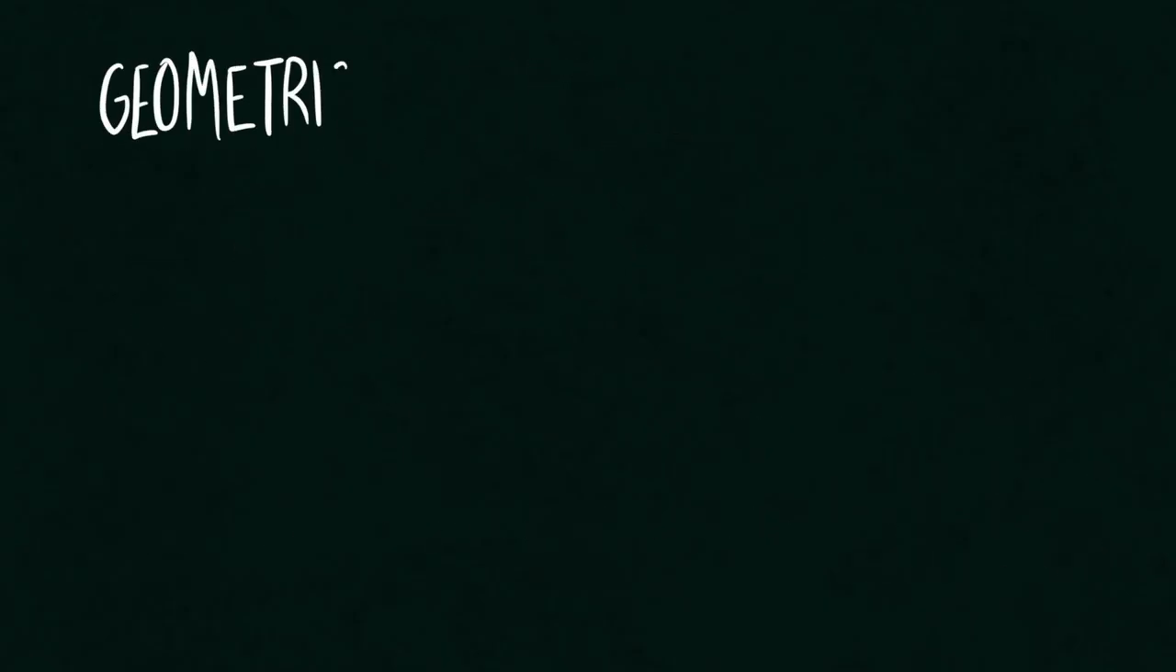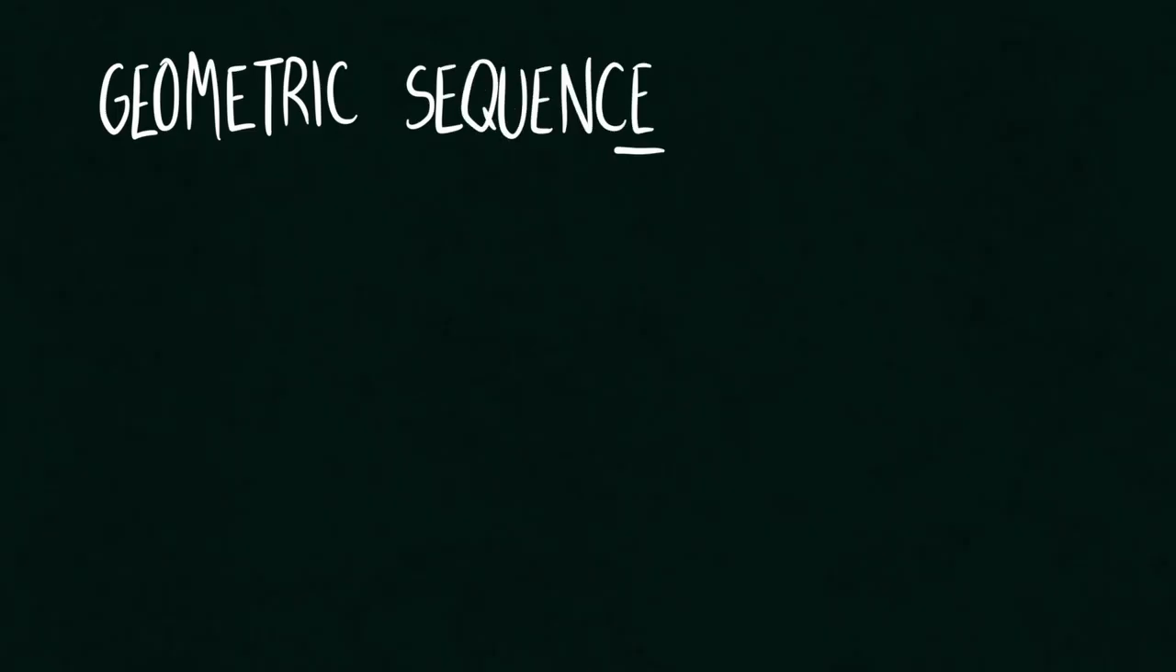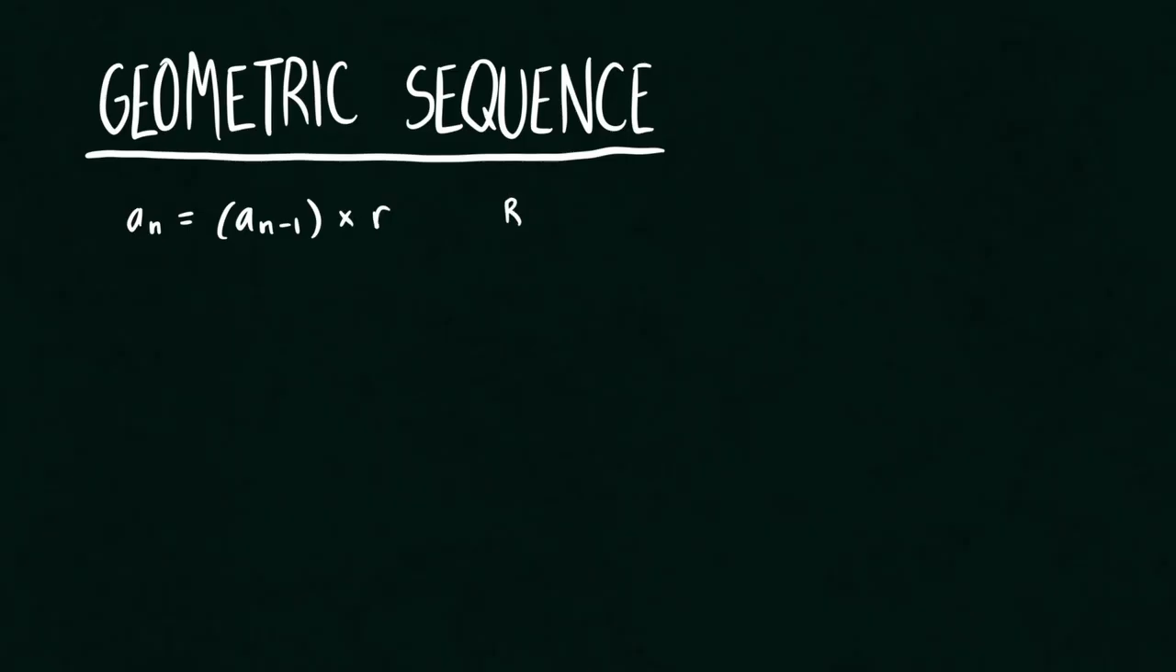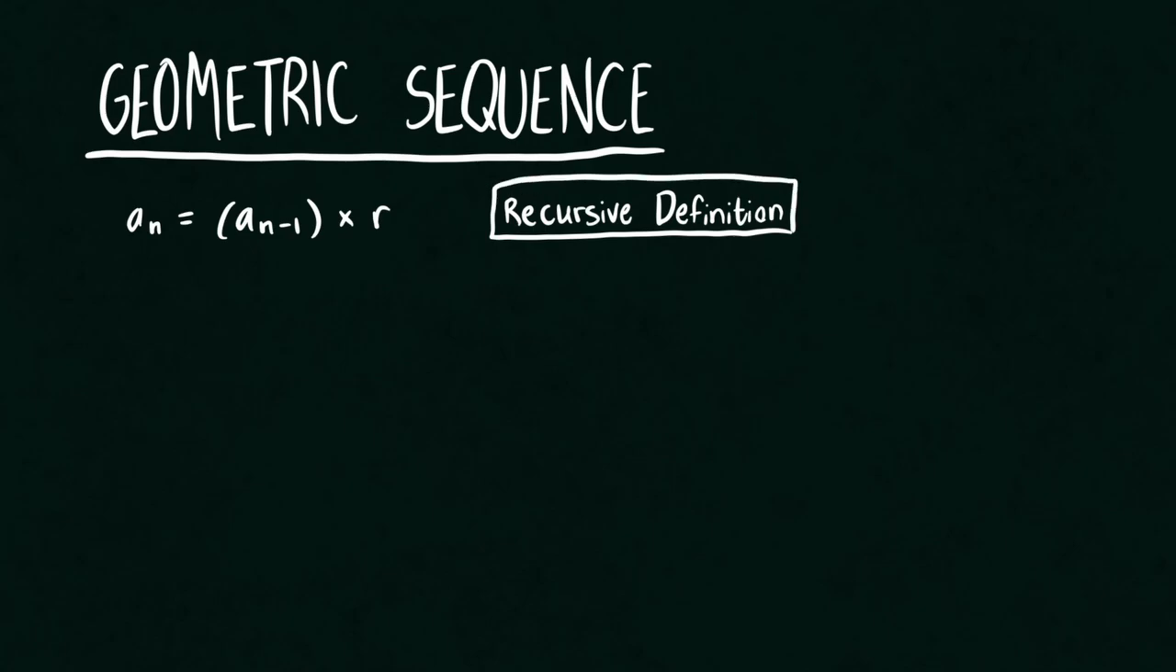Let's move on to the next one, which is geometric. Now, a geometric sequence is very similar to an arithmetic sequence, except instead of adding a d to get to each following term, you're going to multiply it by a common ratio, r. So we can write each term as the term that came before it times r. And I forgot to mention this earlier, but this is what we call a recursive definition, because the definition for each term depends on a term that came before.